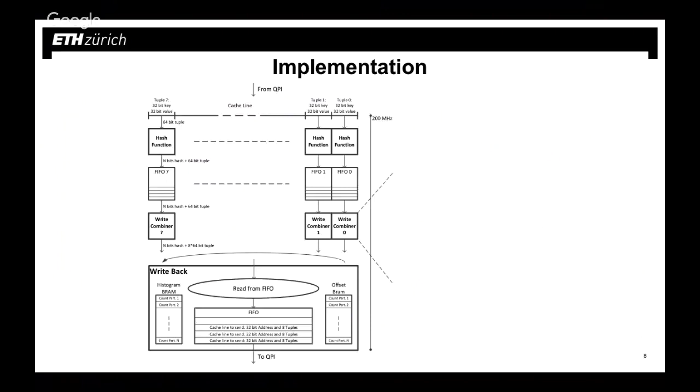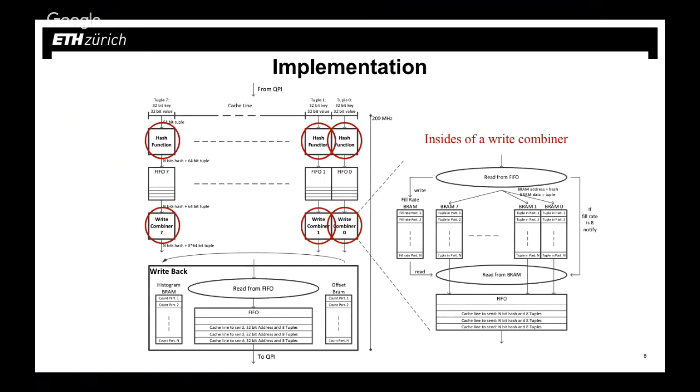So first let me describe each module here so that this diagram becomes familiar to you. First, we have the hash function module that does hashing and determines which partition a tuple belongs to, and as you can see, we have 8 of them since we are processing 8 tuples in parallel. Second, we have the write combiner modules that the tuples go into after a FIFO. And on the right hand side here, I'm showing you the internal design of one write combiner. And lastly, we have the write back module that reads the tuples in a round robin fashion from the write combiners and writes them back to the main memory.